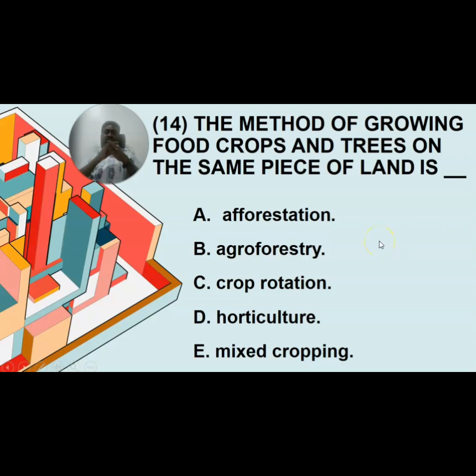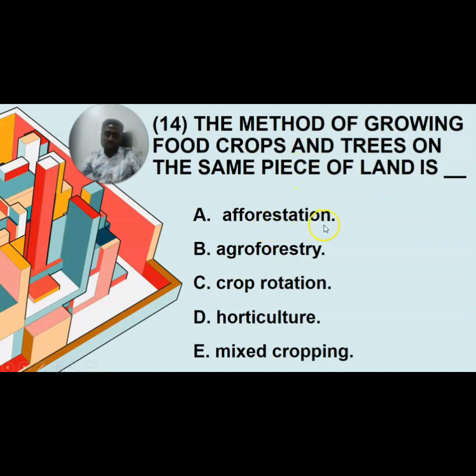So number 14 says the method of growing food crops and trees on the same piece of land is known as dash. A, afforestation. B, agroforestry. C, crop rotation. D, horticulture. And E, mixed cropping. So what is the correct answer? Write it down in your biology note as we reference it together.